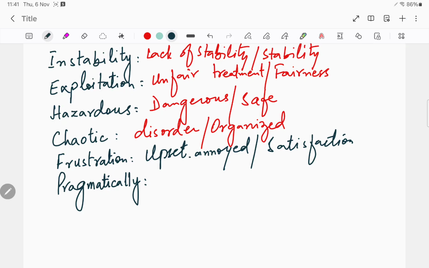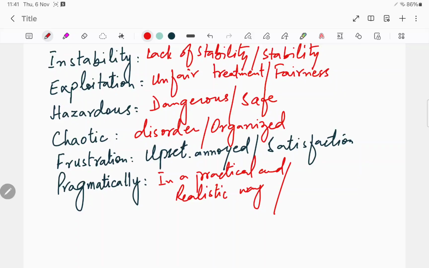My dear students, the last word on our list of vocabulary is pragmatically, which actually means something which is done in a practical and realistic manner, we may say. So it is related to practical and realistic way. The antonym can be somebody who is idealist or idealistically, that can be the antonym. The writer of the essay urges the government to tackle the population problem pragmatically rather than politically.